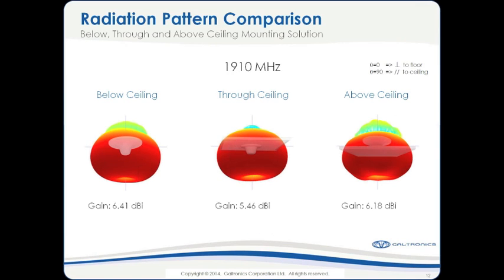So if we look at the same scenario for the 1900 megahertz case, we see that we have a gain of 6.5 or 6.4 for the below ceiling case. For the through ceiling case, it's 5.5 dB. And again, you can start to see the change in the pattern shape. And then as you go above the ceiling with the antenna, the gain is 6.2.